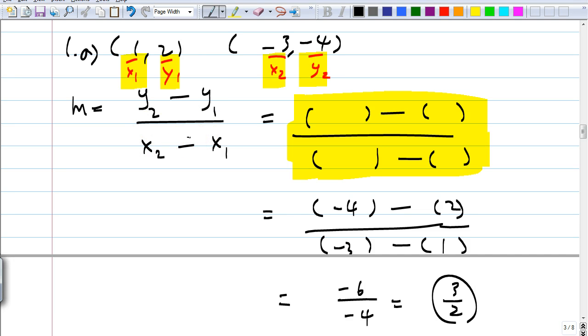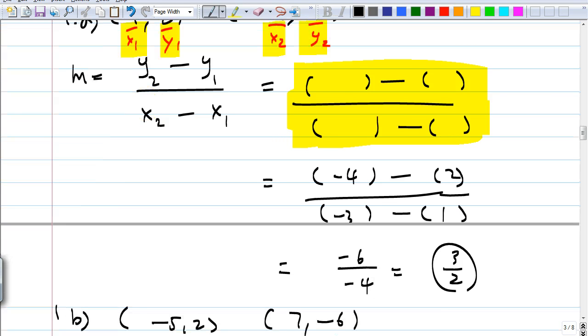Doesn't matter as long as you're consistent. But like I said, this is the one that we use the most, and you will learn later why we do this. There's a reason why they chose this one rather than the other one. But it doesn't matter as long as you're consistent. If you're going to start with y sub 2, make sure on the bottom you have x sub 2. If you're going to start with y sub 1, you have x sub 1 on the bottom. All right, let's move on to the other one.